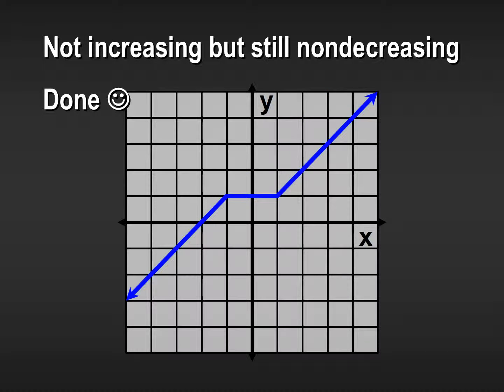So for this one, it is not increasing, because we have a part here that's constant. So it's not increasing, but it's still non-decreasing because the definition of non-decreasing means that it could be equal at certain parts, where it is right here, it's equal at this part.